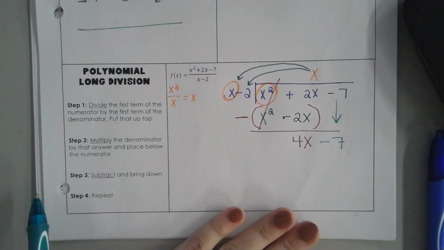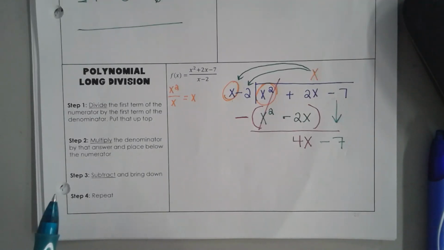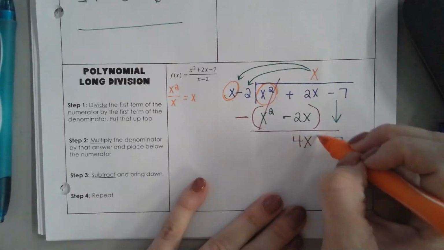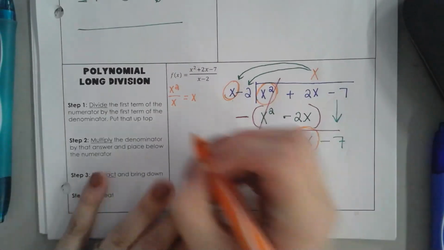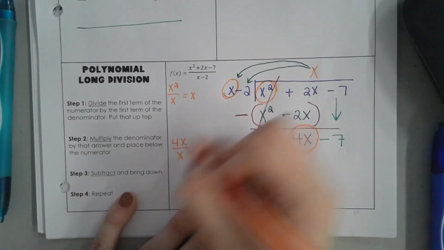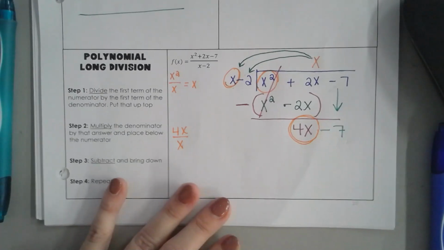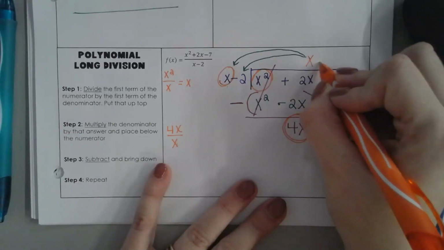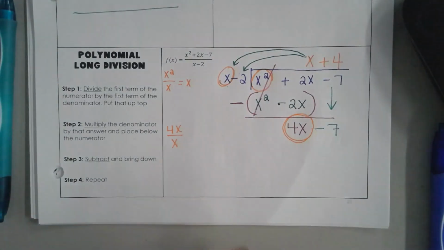And then we repeat the process. So what's my first thing that I'm looking at? 4x, and I'm dividing that by the first term over here, x, which is 4. Now, we can actually stop here.